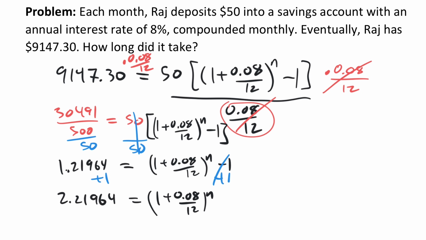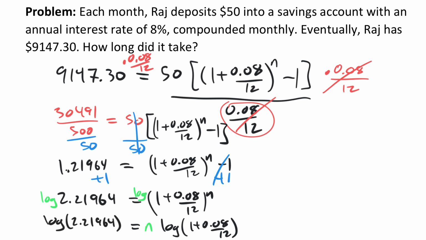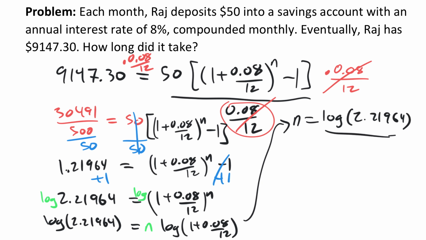Now the only way to get that n out of there is with a log. Remember, this is just like the last time. We want to take log of both sides, and that's going to allow that n to drop down. So you have n log 1 plus 0.08 over 12 equals log 2.21964. All right, the last step is going to be to divide out all the stuff in front of the n, or behind the n in this case. So you get log of 2.21964 divided by log 1 plus 0.08 over 12.